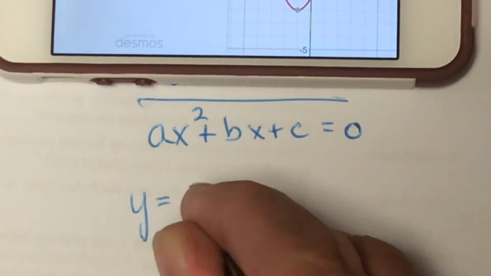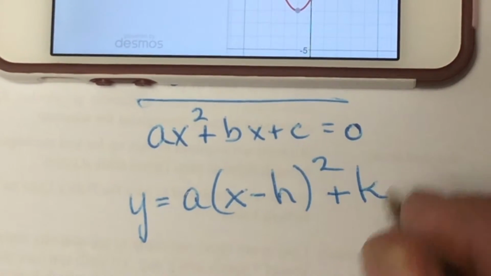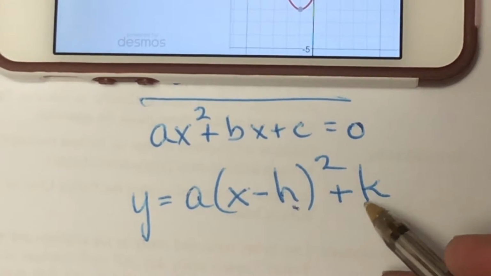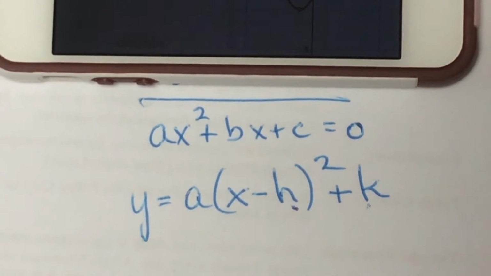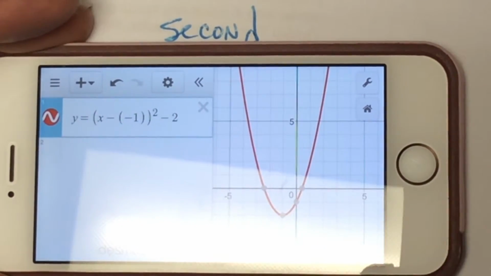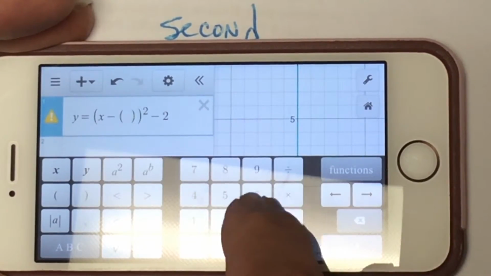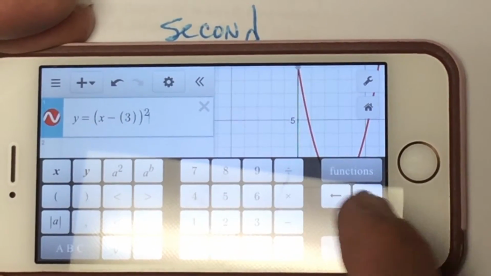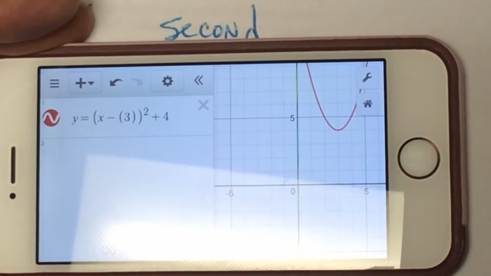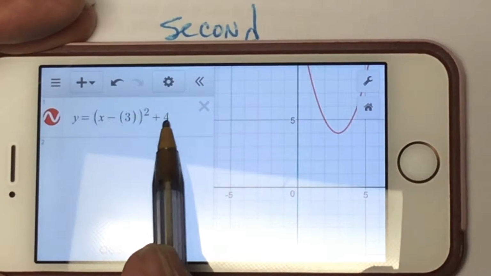If I do this, then whatever number I put into h and whatever number I put into k are the numbers that are going to determine where the vertex is. So if I want the vertex to be 3, 4, then what I have to do is put 3 in here and 4 in here, plus 4. Well, if this number is negative, then it moves down.